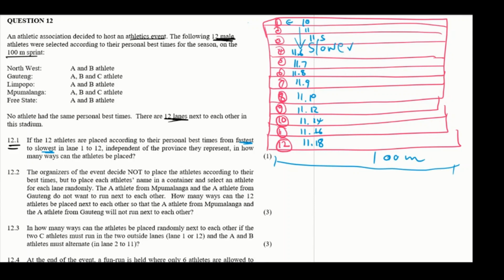So, and then I ask you, how many ways can you place these athletes? You can only place them once, because the critical point here, the condition, is you have to place them according to their best times, and the best time here above all is 10. So the rest, the time goes slower, or you go from the highest to the lowest time as you go down. So for 12.1, you're only going to place the athletes one way.